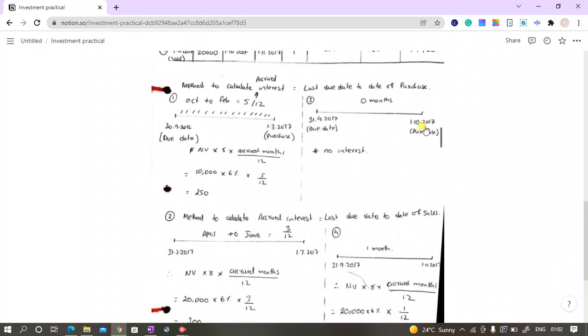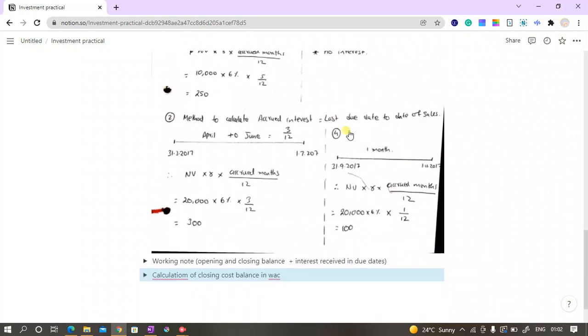Similarly, in the number 3 case, we purchased. We made the purchase on 1st October 2017 and the last accrual date was 30th September. Remember, see here 0 months, and in the question it is written as cum interest. So there is no interest, 0 months. It was September, then October, and we purchased in October, so no interest.